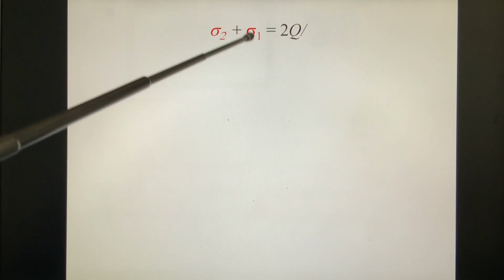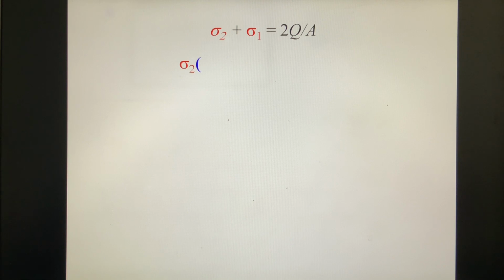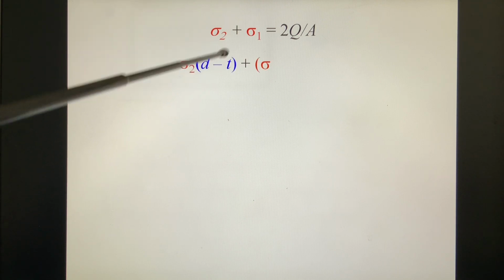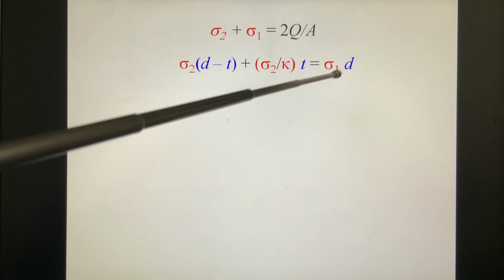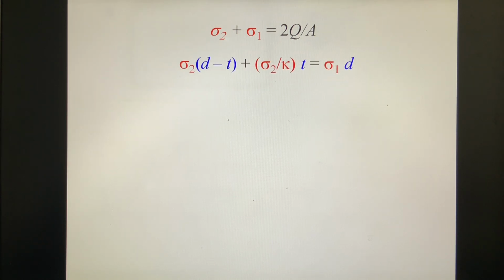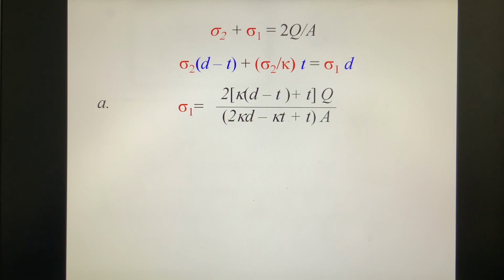Sigma 2 plus sigma 1 equal to 2Q over A. Sigma 2 of D minus 2 plus sigma 2 over kappa, T equal to sigma 1 D. These are two equations with two unknowns, so we can find sigma 1. This is tedious algebraic work, and I'm not going to do it. It's a simple one, but tricky.